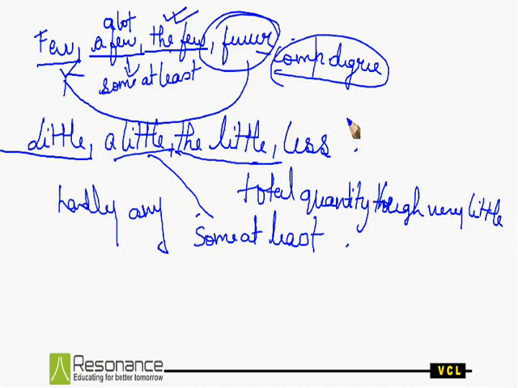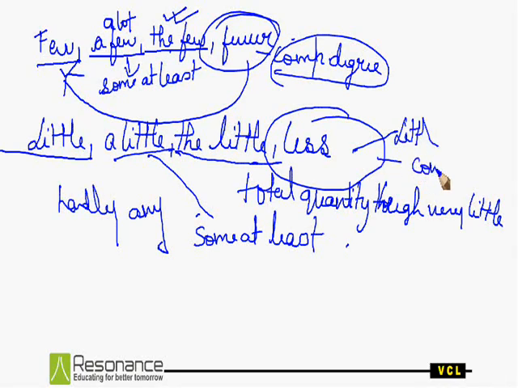Now comes less. Less is a comparative degree of the adjective little. Less means not as great in extent, quantity or degree, like no less than 10 hotels were booked for marriage. A disciplined child needs less attention.